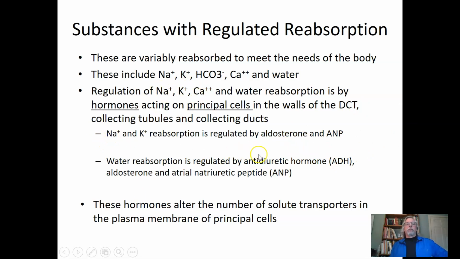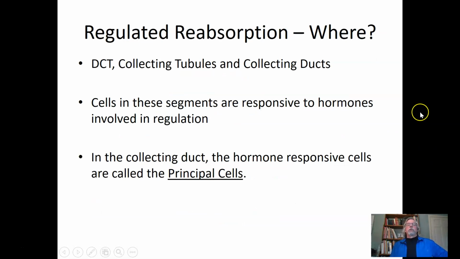How is that regulated? The hormone that's involved in regulating sodium reabsorption is aldosterone. The other is water. Water reabsorption is also regulated. And the hormone we're going to use here that's regulating water reabsorption is antidiuretic hormone. Okay? How do these hormones work? All right. So first of all, where is this regulated reabsorption happening? It's the distal convoluted tubule, the collecting tubules, and the collecting duct.